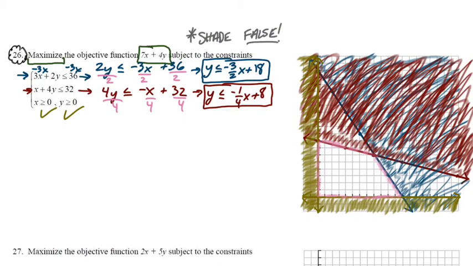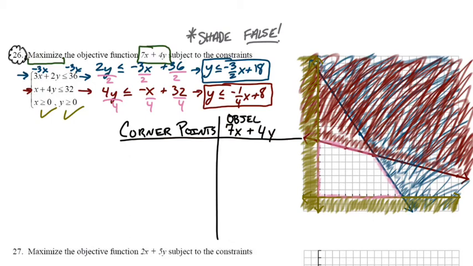Alright, so with the graphing and shading done, we want to know which point in here gives us our maximum value for our objective function. And the fundamental theorem tells us we only need to check the corner points. So let's start with identifying the corner points. And then once we do that, we'll plug them into our objective function and see which one gives us a maximum value. So I'm going to use purple for corner points again.